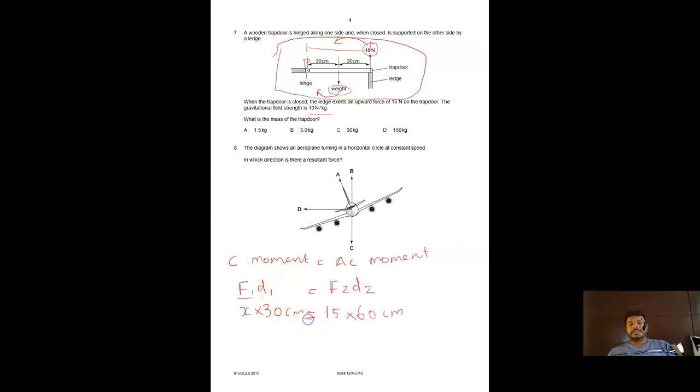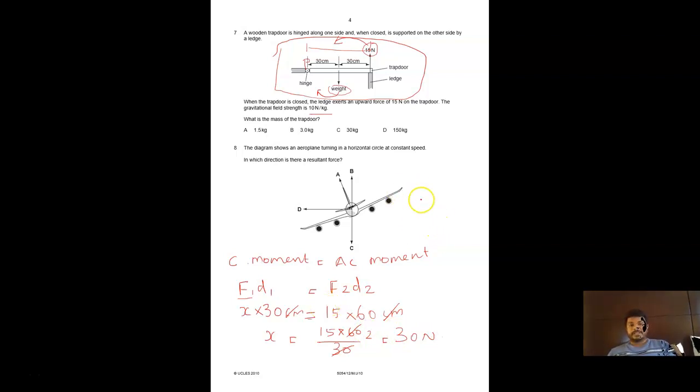So here is the equal sign. No need to convert the unit if there is an equal sign and both sides are in the same unit. No need, students, because you can cancel centimeter with centimeter. So no need of converting centimeter to meter. Now do the calculation. X is equal to 15 times 60, divided by 30. Using a calculator you can get the answer. The answer is 30 Newton.